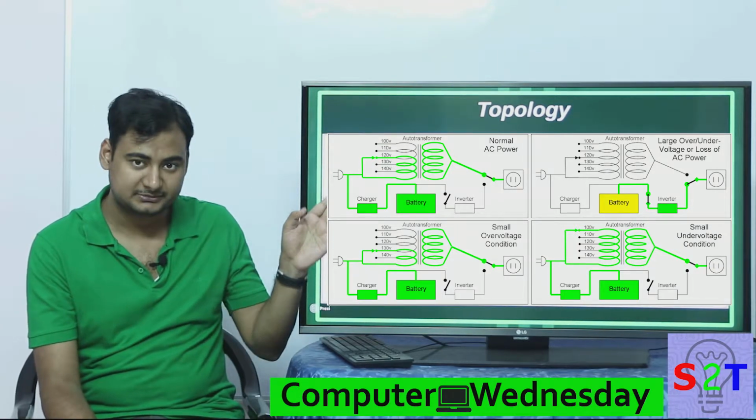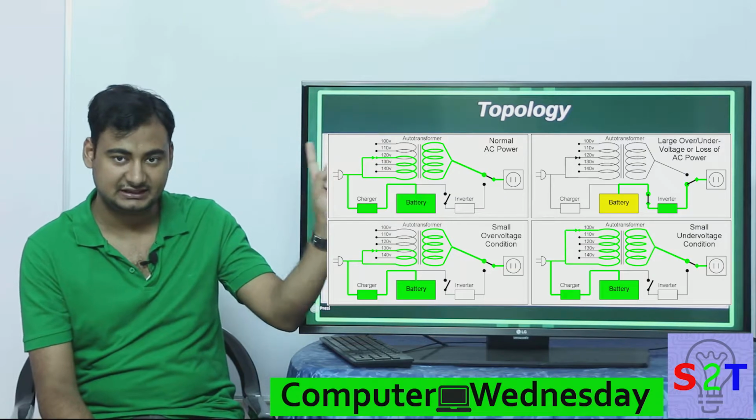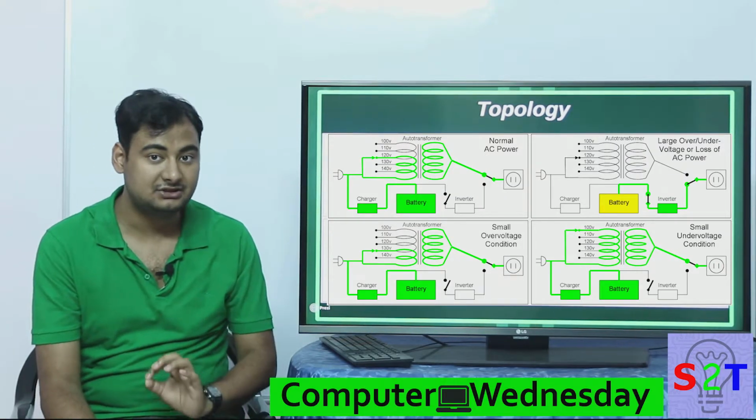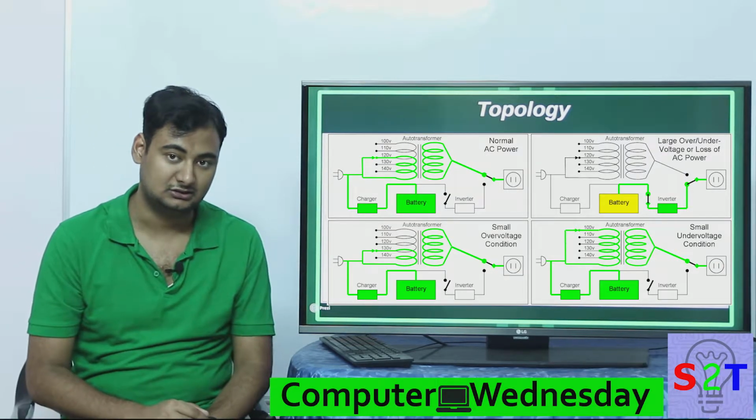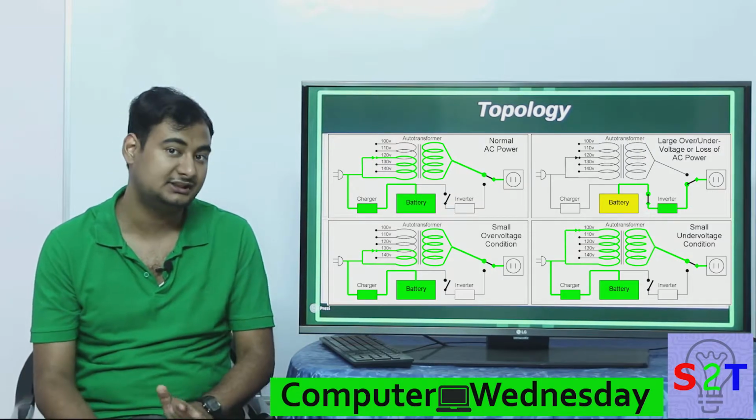It's a very simple device. It's just an auto transformer. There is a charge controller, there is a battery, and there is an inverter. Now there is a bit of switching delay. It's not like an online UPS where there is absolutely no switching delay.